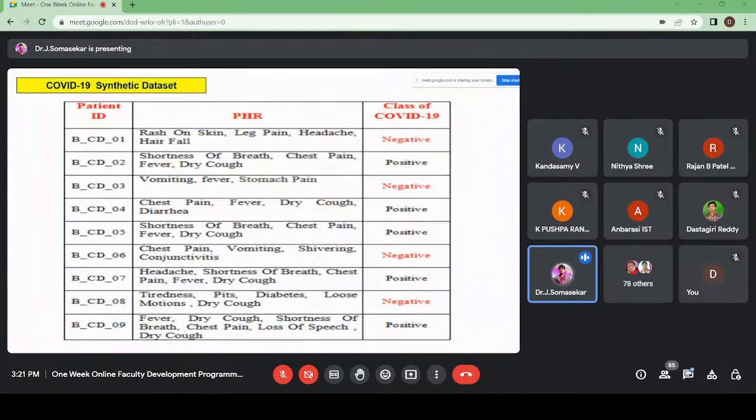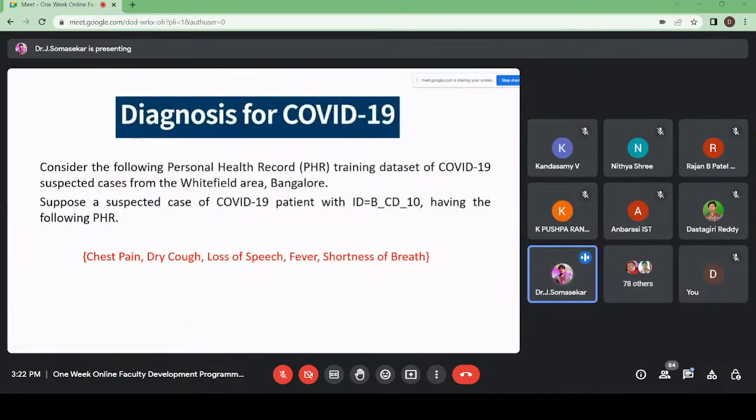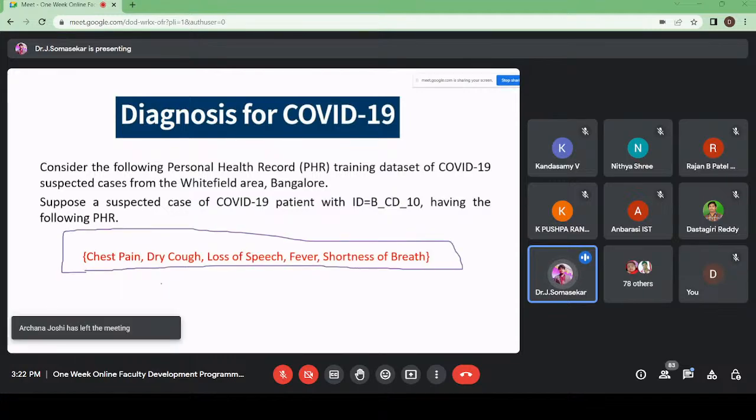So let us assume I'm taking a simple COVID-19 synthetic data set. Already we have past data, which is called historical data. We have 9 patients' data and all the symptoms are available, like chest pain, headache, and the class is also available, whether the patient has positive COVID or negative COVID. So this is the synthetic data set. Now this is the active patient, new patient data: chest pain, dry cough, etc. One patient visited the doctor with chest pain, dry cough, etc. Now, based on these symptoms, I have to classify whether the person has COVID-19 or not.